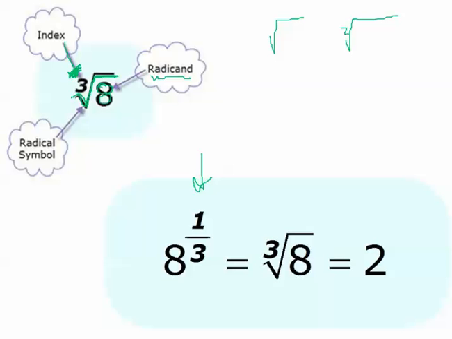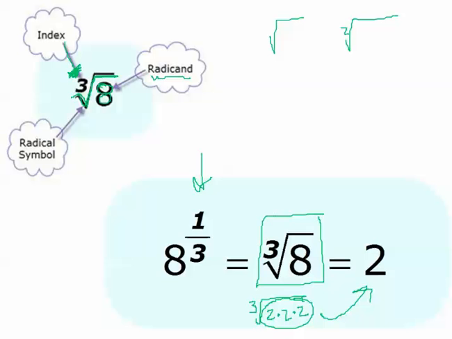So this 8 right here, that's our radicand. Now focus down here for a minute. The cube root of 8. Remember that meant I want 2 times, what would I multiply 3 times? And it turns out, oh, it's 2 that I would multiply 3 times. But here's the cool part. The cube root of 8 is the same as 8 to the 1/3.